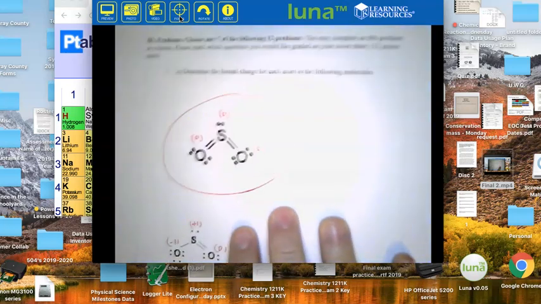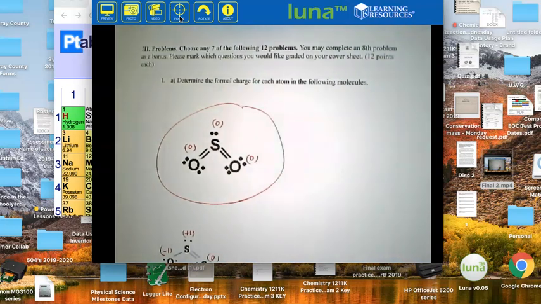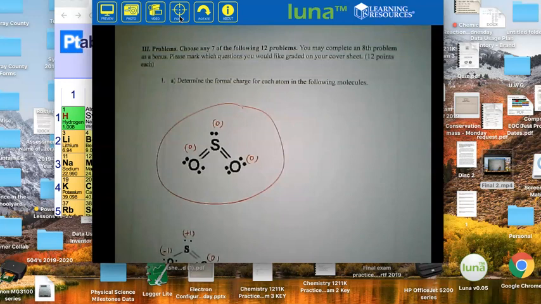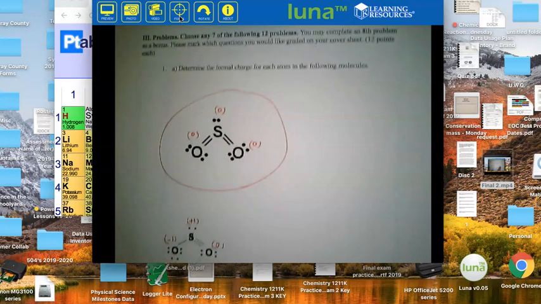All right, point 3, you have 7 questions, 7 of the 12, so of course I've done all 12. You can choose which ones you prefer to do. So number 1 here, it says determine the formal charge on each atom of the following molecule.